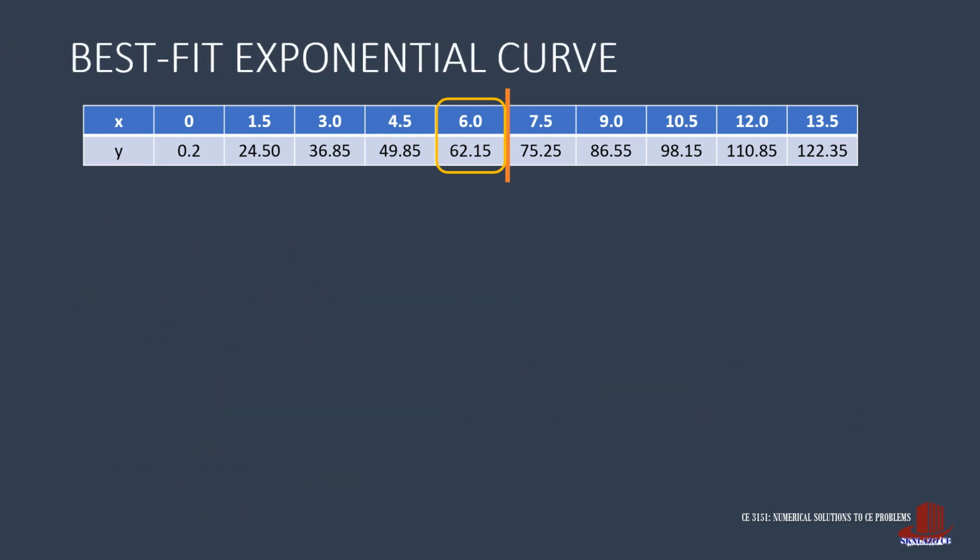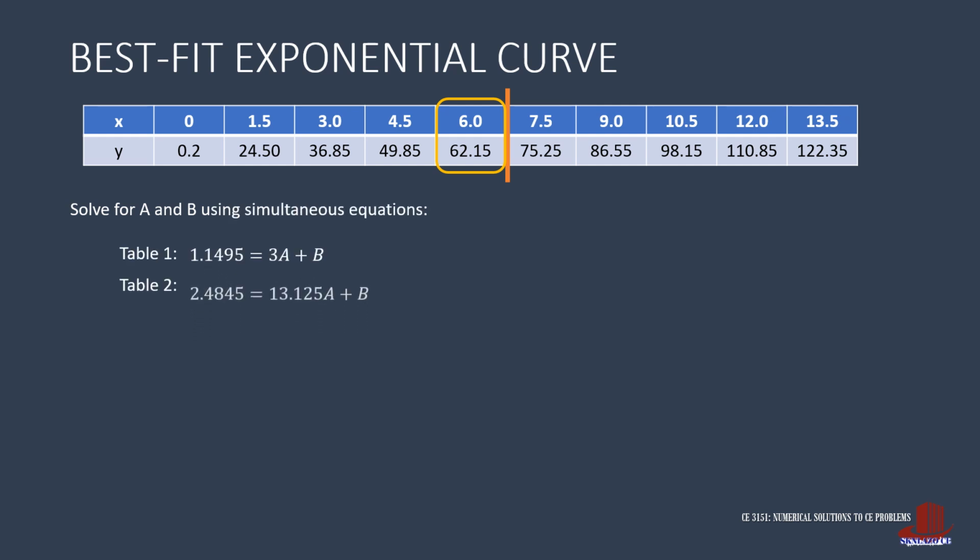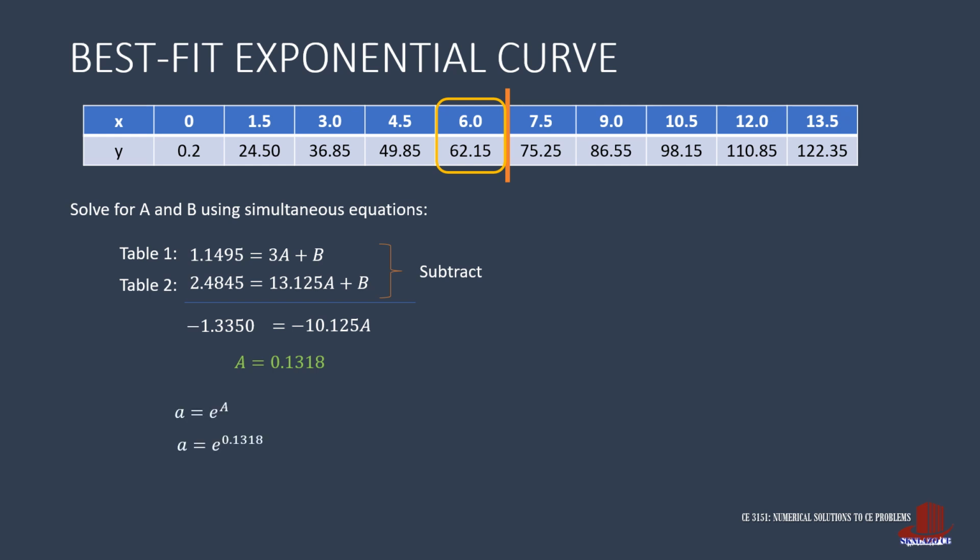For the best fit exponential curve, the extracted functions from the two tables are shown, and we are to manually solve for the variables through subtraction. The result is negative 1.335 as equal to negative 10.125a. A is then solved as 0.1318. But then, taking small a is e raised to capital A, which is 0.1318. So a is 1.1409.